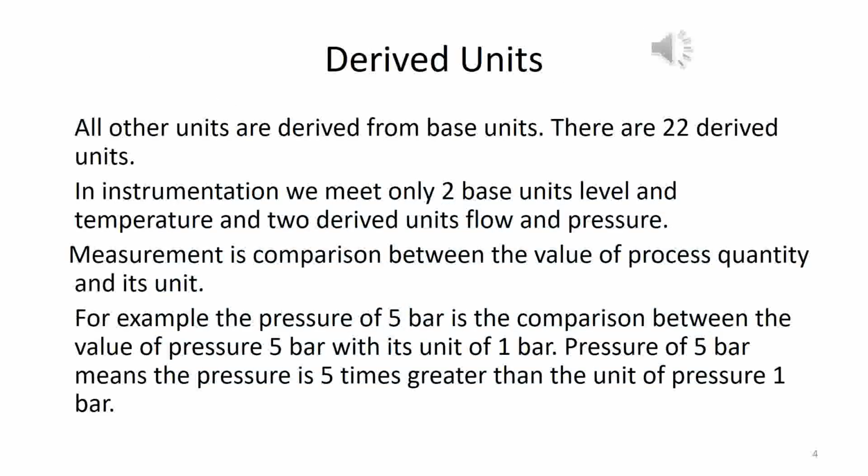All other units are derived from base units. There are 22 derived units. In instrumentation, we meet only two base units, level and temperature, and two derived units, flow and pressure. Measurement is comparison between the value of process quantity and its unit. For example, the pressure of 5 bar is the comparison between the value of pressure 5 bar with its unit of 1 bar. Pressure of 5 bar means the pressure is 5 times greater than the unit of pressure 1 bar.